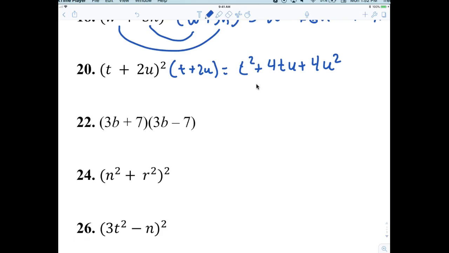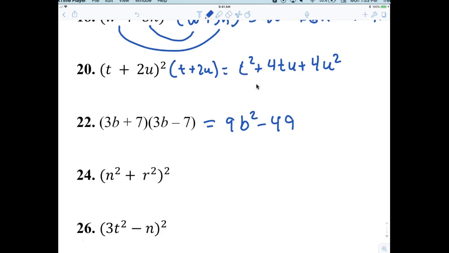Everybody try 22. Let's see if you're doing good. What do you got? No, 3 times 3 is 9b squared. Then what? Yes, 9b squared minus 49. Again, what happens when one's plus and one's minus? They just cancel out. That's how simple it is.